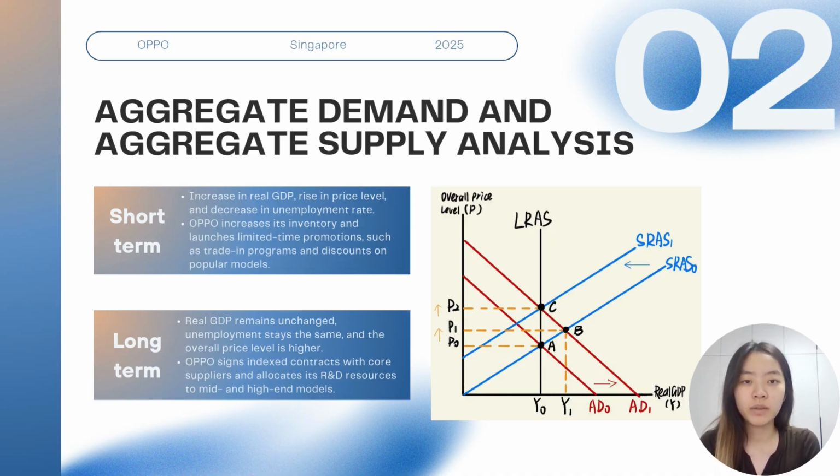The economy moves back to its potential output Y0, but the price level increased to P2. So what does this mean for Oppo? Let's look at it in two parts, short term and long term.